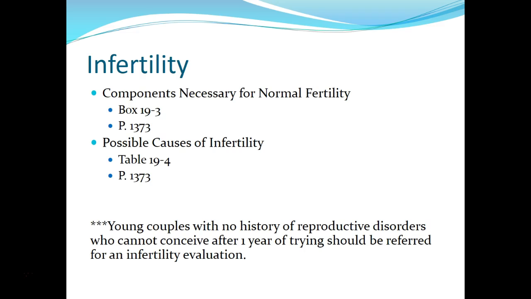Young couples that have no history of reproductive disorders who cannot conceive after 1 year of trying really need to be referred to someone who can evaluate them for infertility. And like I said, mainly that process starts with ruling out the male. They'll have him submit a sperm sample, they will test it, and if he is fertile, then they will move on with testing from a female standpoint. And usually that starts with lab work.